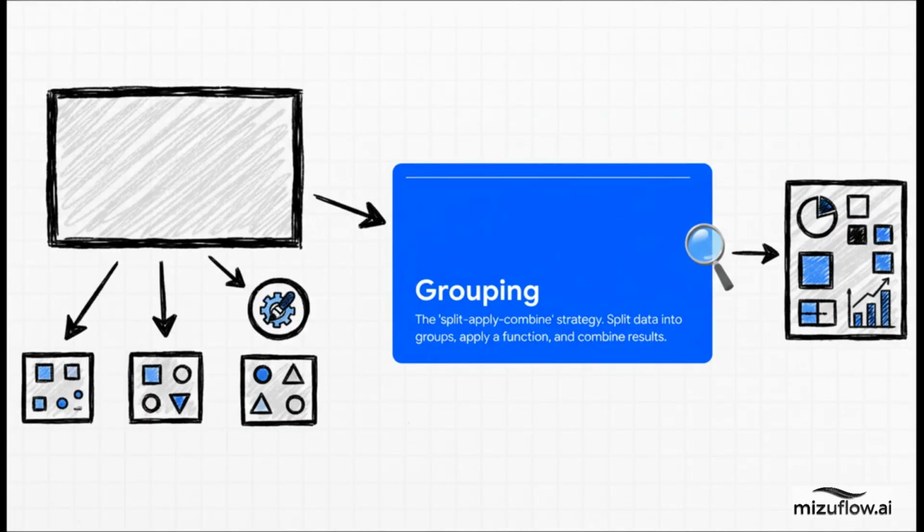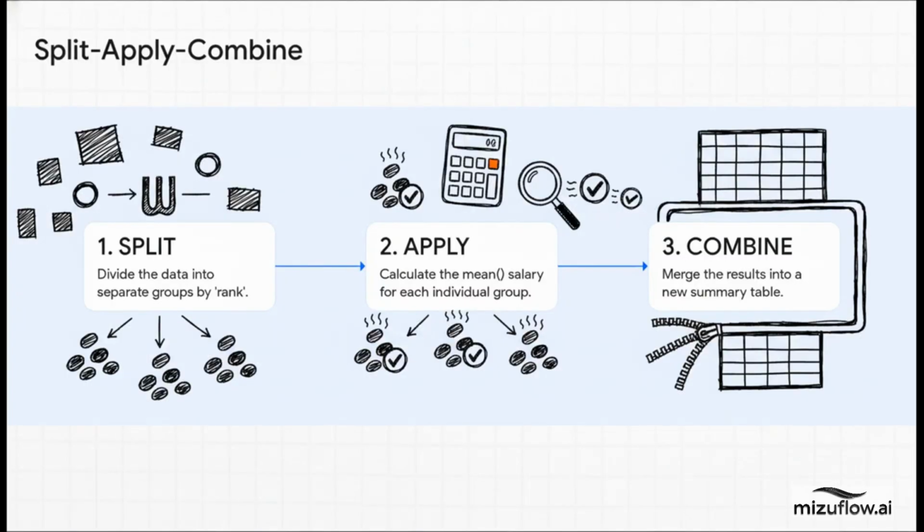The absolute best way to get your head around this is to think of it as split, apply, combine. It's this super powerful 3-step strategy for making sense of your data categories. So let's walk through it. First, split. Pandas literally takes your data and splits it into little piles, one for each professor rank. Then, apply. It takes a function, for us, it's calculating the average salary, and applies it to each one of those piles. And finally, combine.